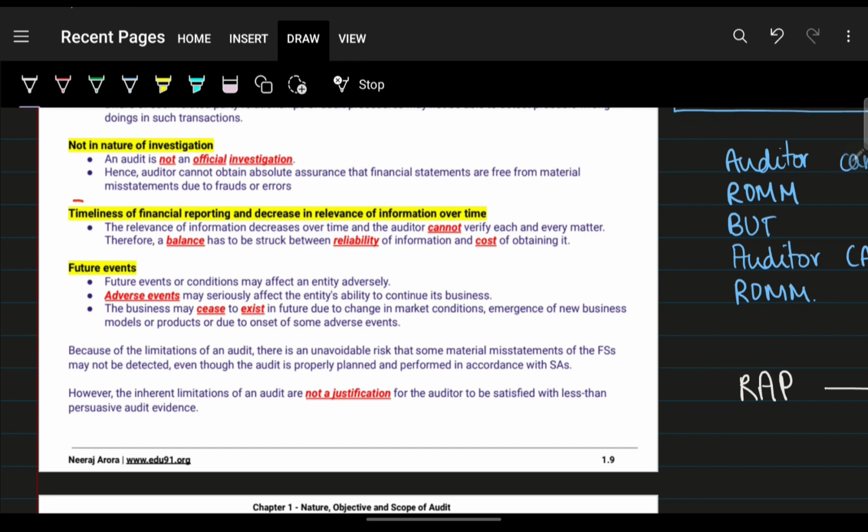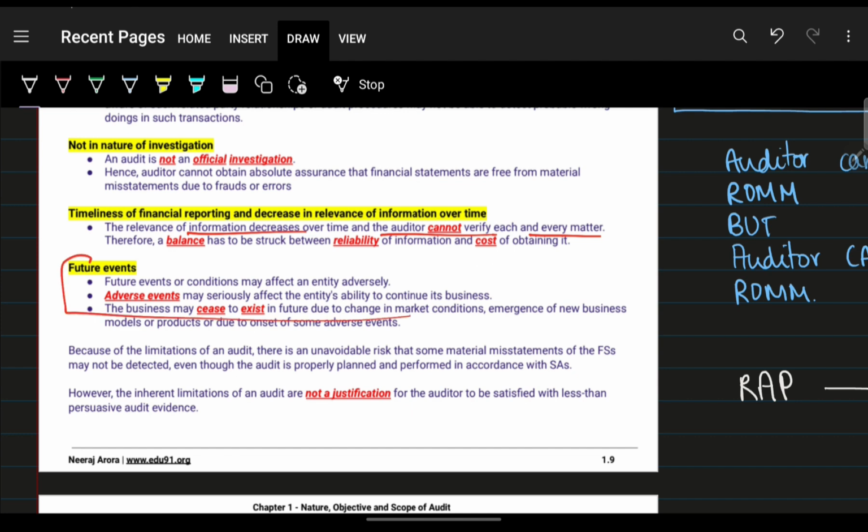Okay, next. What is timeliness? Again, we know the relevance of the information decreases over time, and the auditor cannot verify each and every matter. So therefore there has to be a balance between reliability of information and cost. So these are the 2 points over here.